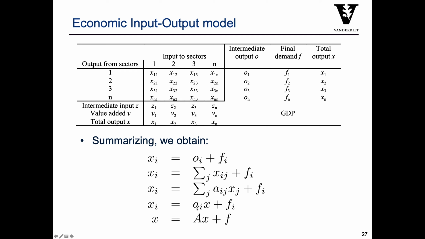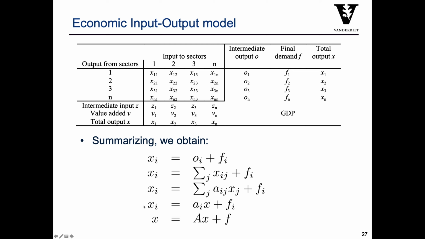Now here ai is literally the row vector ai1, ai2, ai3, and so on. And now this x is actually a vector of size n. It has x1, x2, x3, all the way up to xn in it. So read this as a row vector times a column vector, which is equivalent to the expression right here.